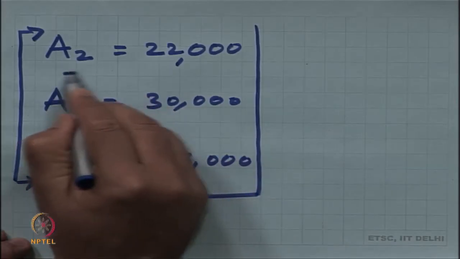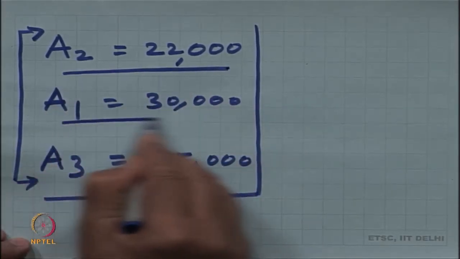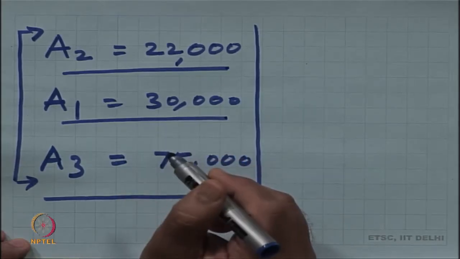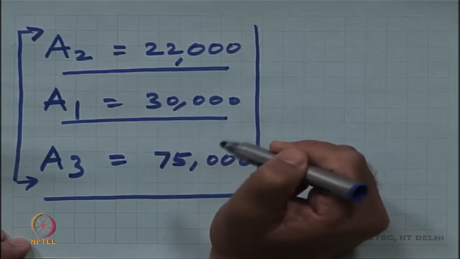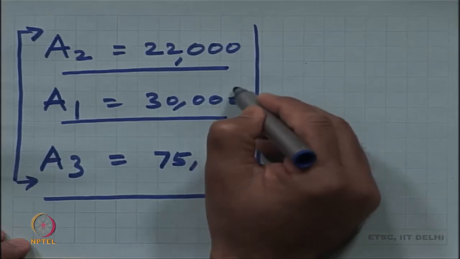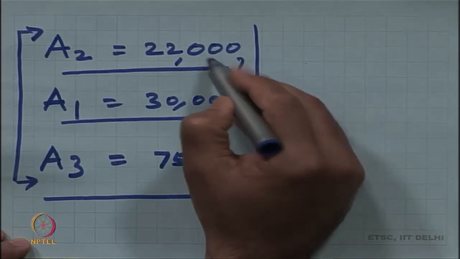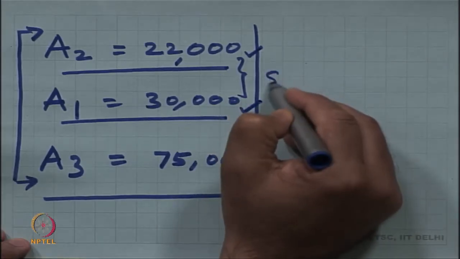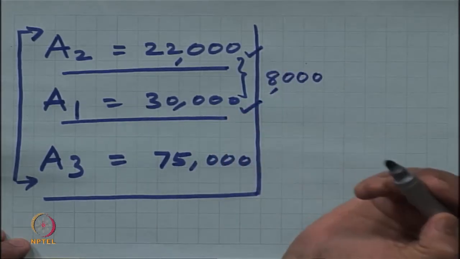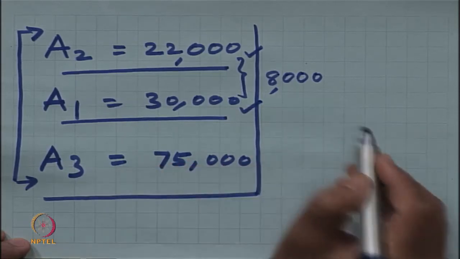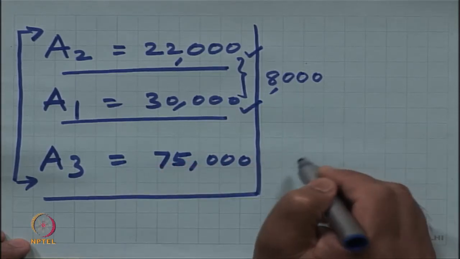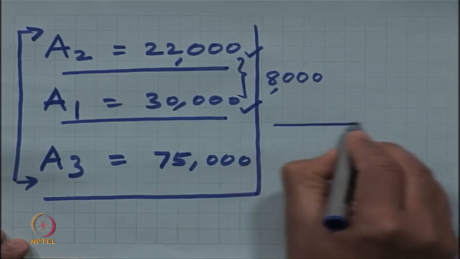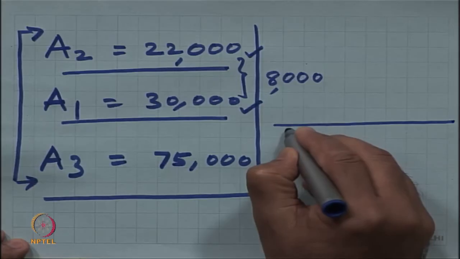So, if you see, the lowest one is 22,000 and the next higher one is 30,000 investment. So, what we have to see here is what is the benefit that we are getting if we are investing 8,000 rupees extra here. So, the extra investment needed is 8,000. So, we say that in A1 we are investing 8,000 extra. So, what is the benefit we are getting out of that? That we need to capture in terms of a cash flow diagram.